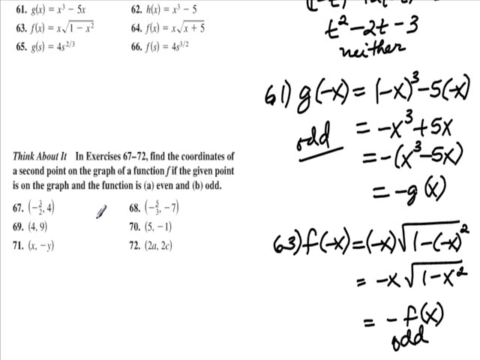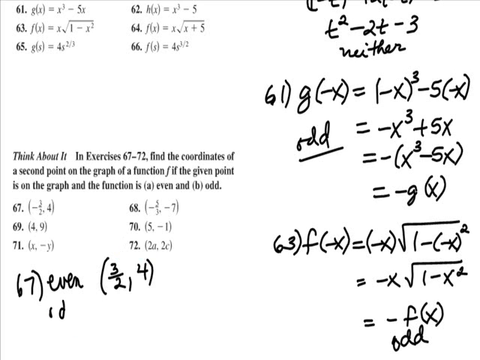Now, let me finish this up with one other type of exercise. It says to think about the coordinates of a second point on the graph if you're given this one particular point, if you know the function is either even or odd. So let's look at number 67, for instance. If I know the function is even, then another point on the graph would be this. We know opposite x would have equal y values. So if the function is even, then another point on the graph would change my sign to the opposite of x to be positive 3/2, but I'd have equal y, so that would be 4.